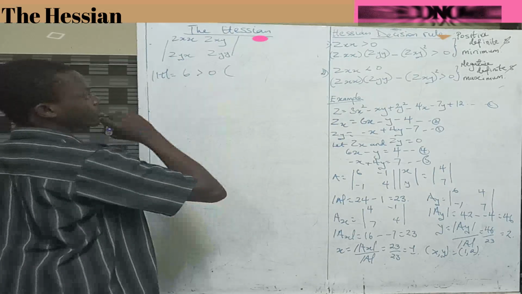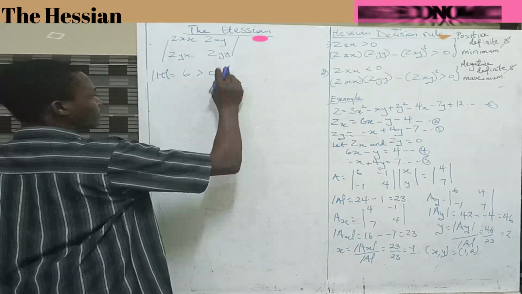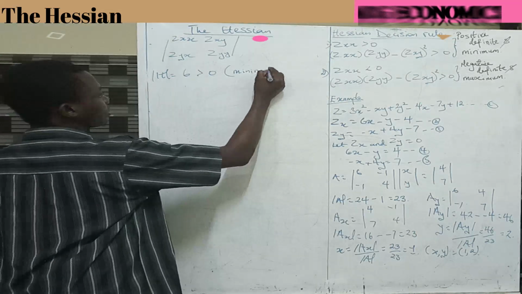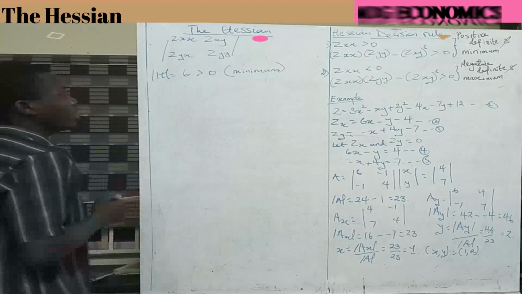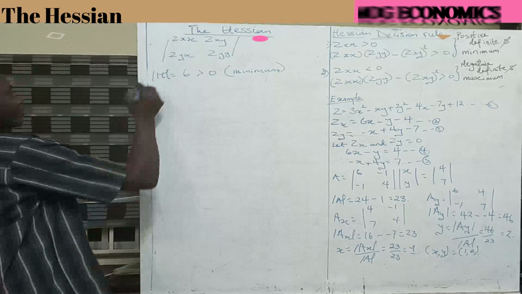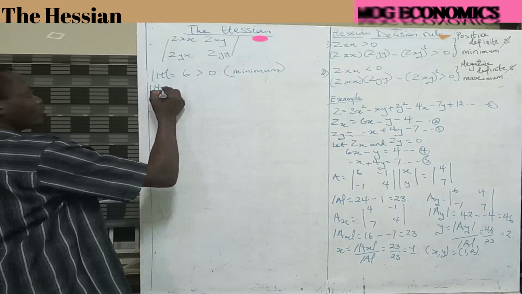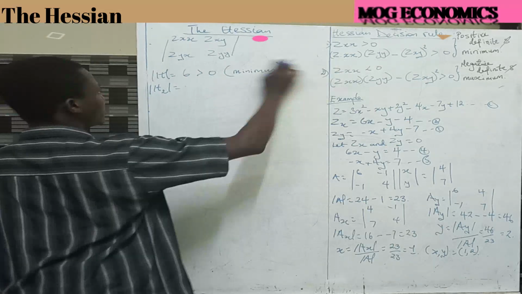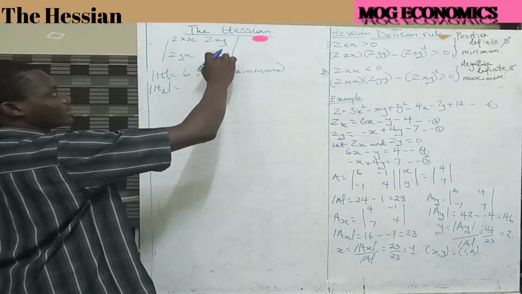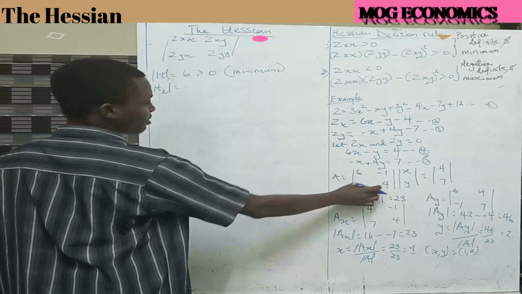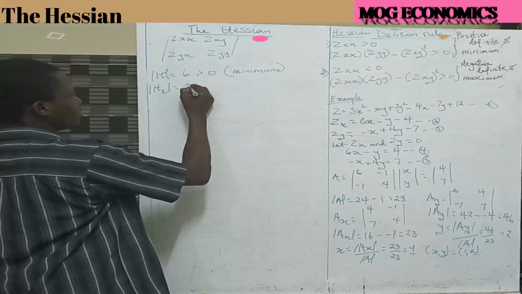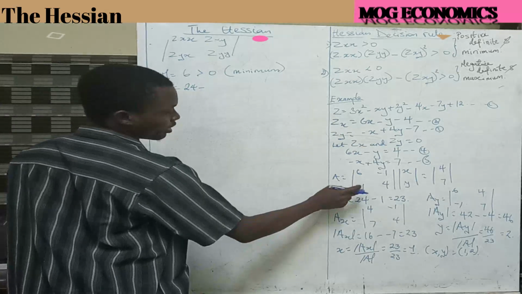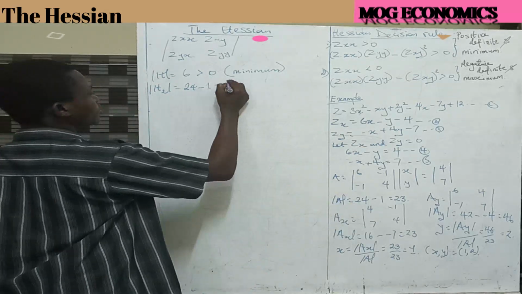Equal to 6, and 6 is greater than 0. So this is an indication of minimum, but we are not sure yet. It's an indication of a minimum, that the function is minimized. So the next thing that we are going to do is to find our h2. So h2 is, remember what I said here, zxx multiplied by zyy. So 6 multiplied by 4, we have 24, minus this multiplied by this, as a minus 1, so that's 1, equals to 23.